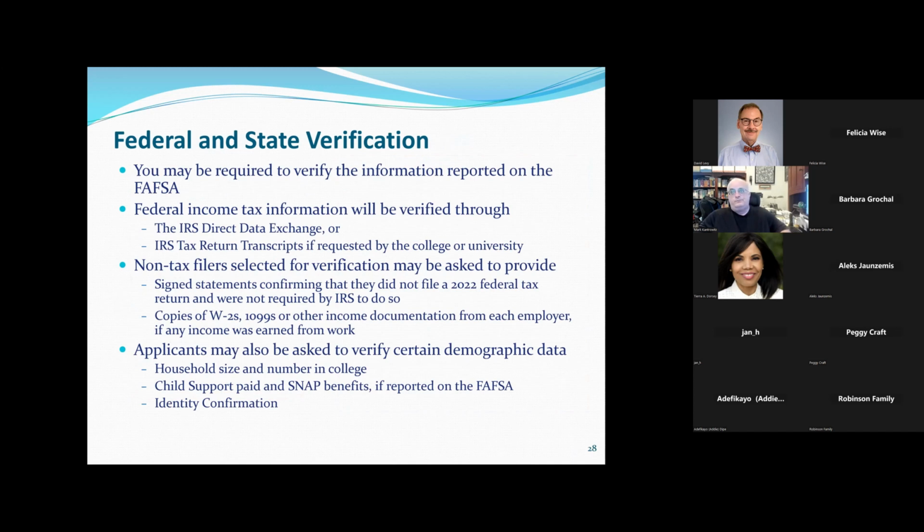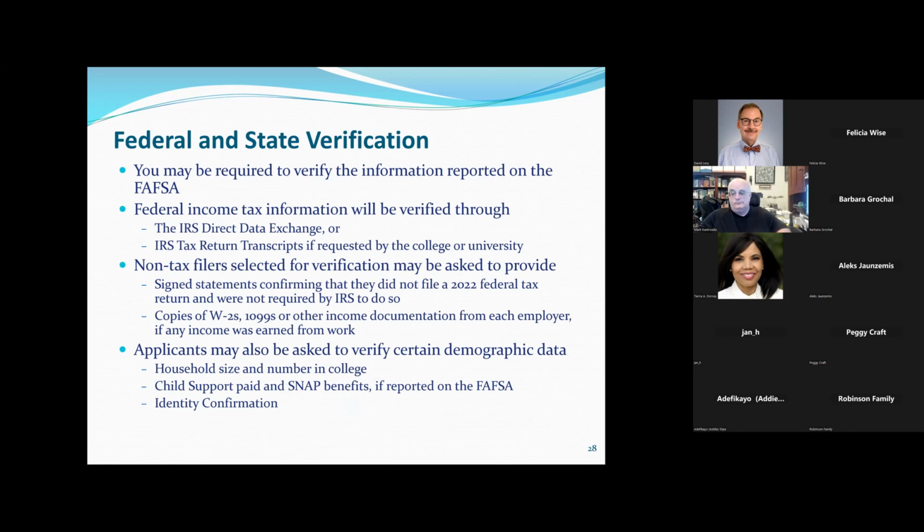In order to ensure that information provided by students and parents is accurate, the Department of Education requires colleges and universities to verify the accuracy of financial and other demographic information provided on the FAFSA. That process is called verification.